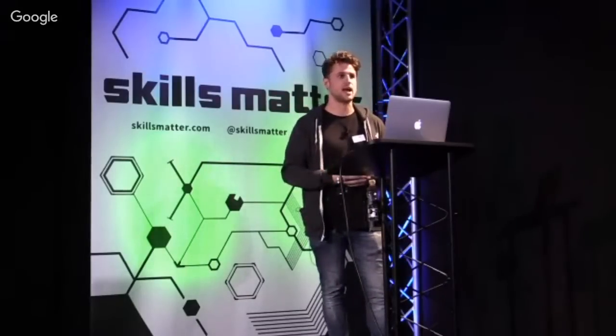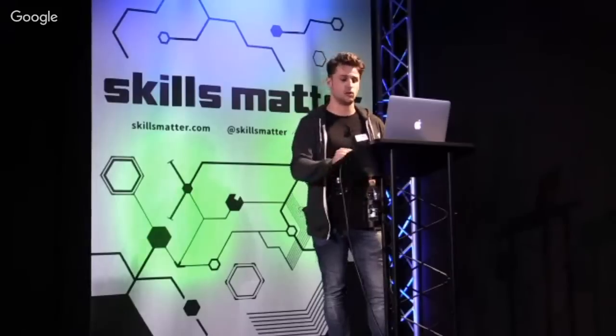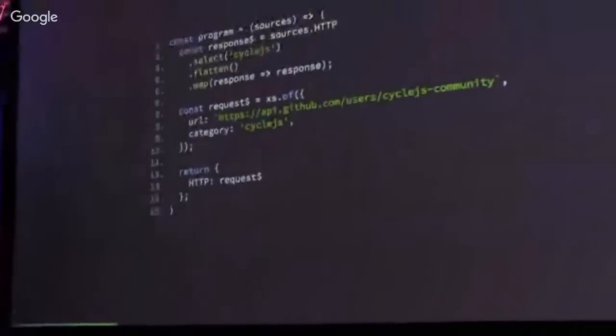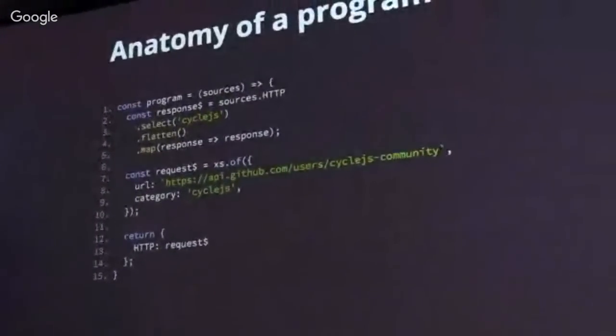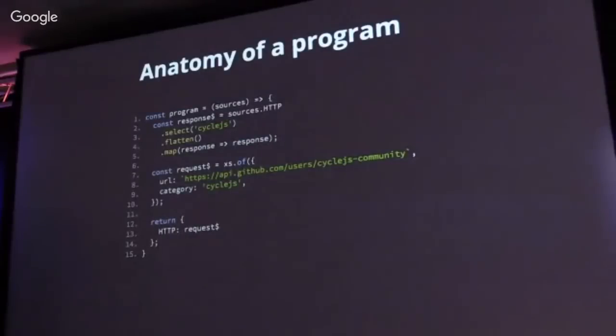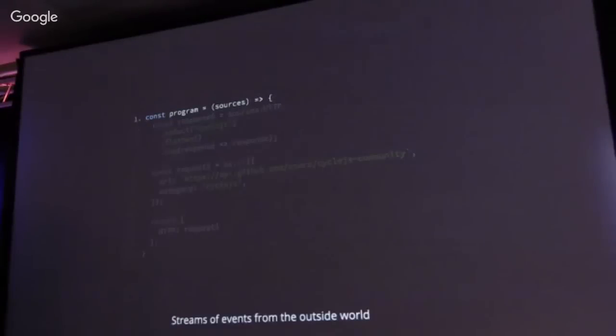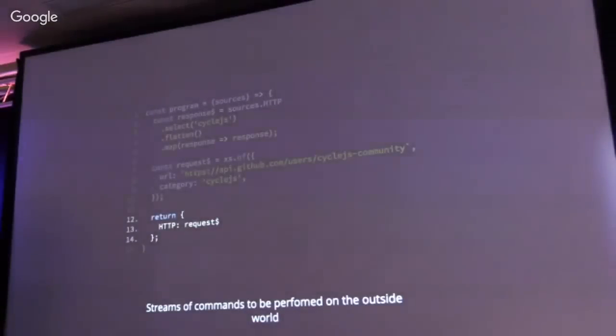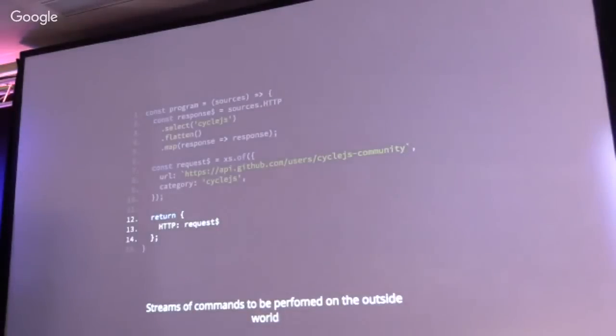So let's see what a program in Cycle looks like. Let's look at the anatomy of a program. A program in Cycle is just a function, and it's a pure function. It takes in what they call sources, which are events from the outside world, and it emits other events, another stream of events or commands. It says, this is what should happen in the outside world: commands to be performed.